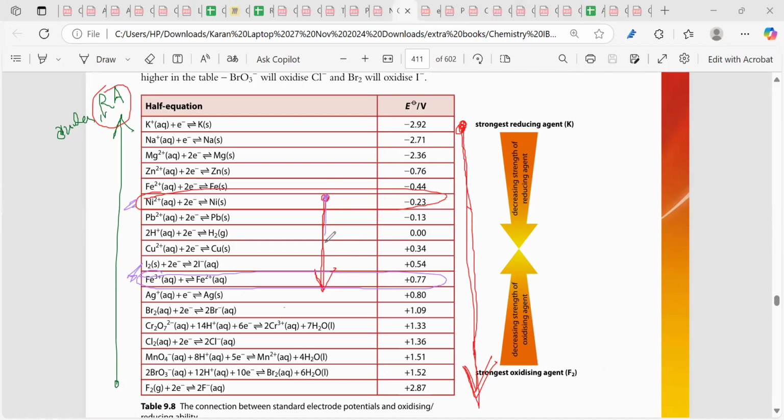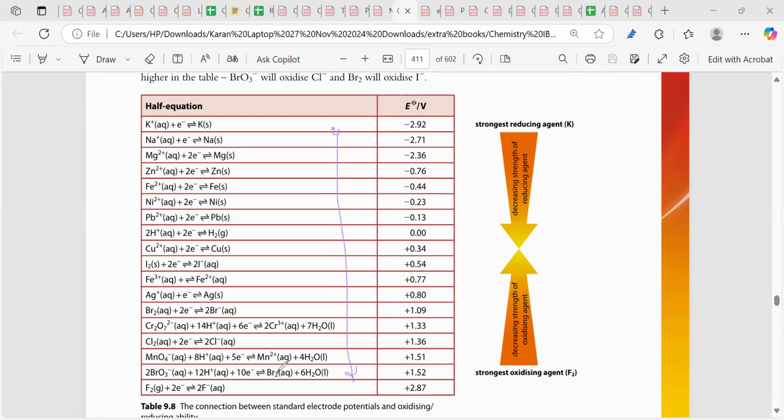So as you go from top to bottom, the positive number increases, right? Meaning the reduction capacity increases, right? So you'll be seeing what? This will be the strongest. So reduction means oxidizing agent. This will be the strongest oxidizing agent. Clear, guys? Understood? Fine.